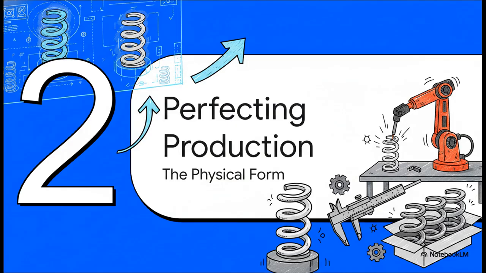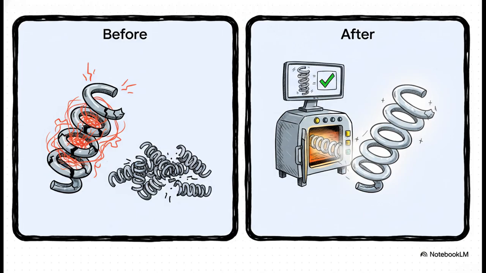Okay, so you've done it. You have the perfect digital blueprint. Now what? How do you take that perfect design and turn it into a flawless physical object? Well, that brings us to the next stage, perfecting the production process. Because let's be real, having a great design on a computer screen is one thing, but actually making it, that's a whole different ballgame.